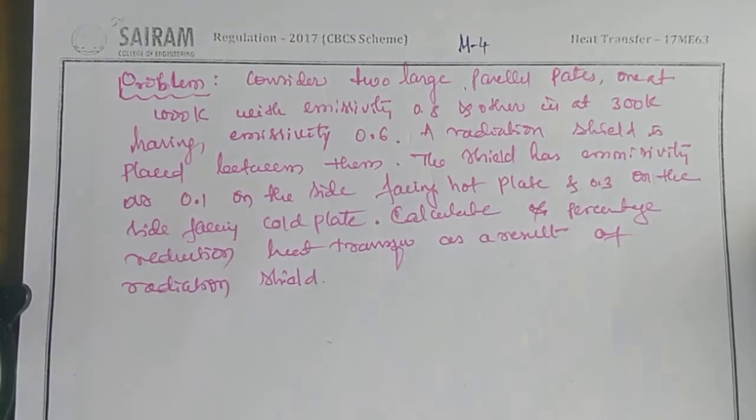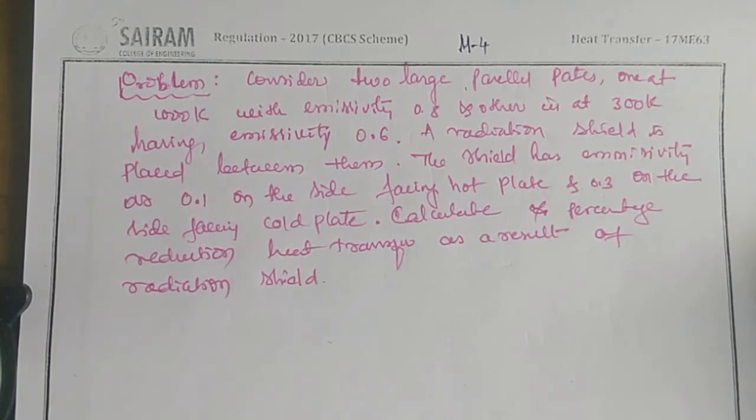Consider two large parallel plates, one at 1000 Kelvin with emissivity of 0.8 and the other at 300 Kelvin having emissivity of 0.6. A radiation shield is placed between them. The shield has emissivity of 0.1 on the side facing the hot plate and 0.3 on the side facing the cold plate. Calculate the percentage reduction in radiation heat transfer as the result of the radiation shield. Okay.